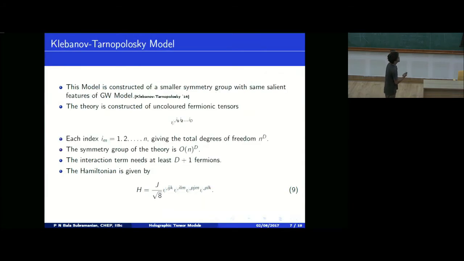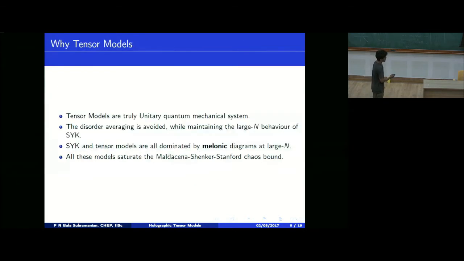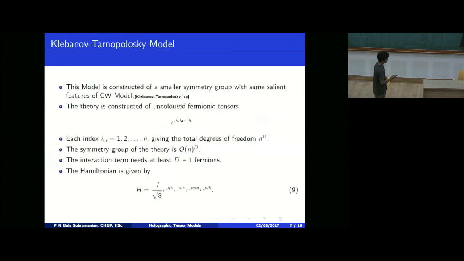So one can now look at the Klebanov-Tarnopolsky model, which was introduced slightly later after Witten. Here, what exactly happens is the color indices are dropped out, and there are d indices again for each of the psi's. So they are identical psi's, and each index takes the values 1 to N, and the total degrees of freedom are given by N to the power d. And the symmetry group of the theory is O(N) to the power d.